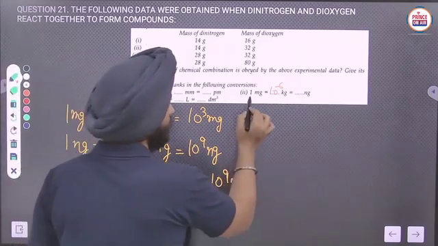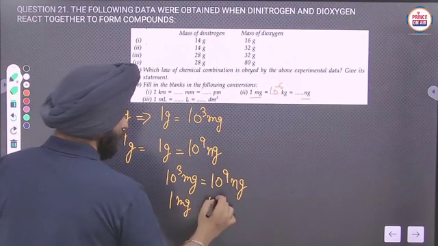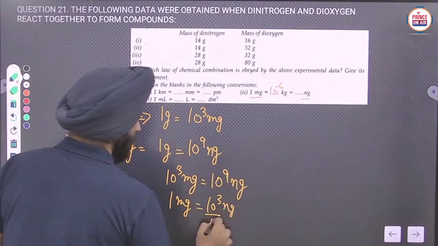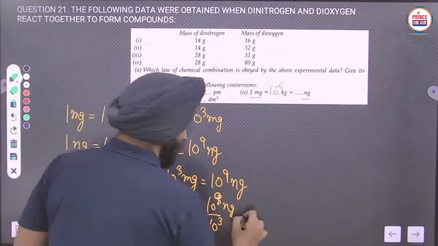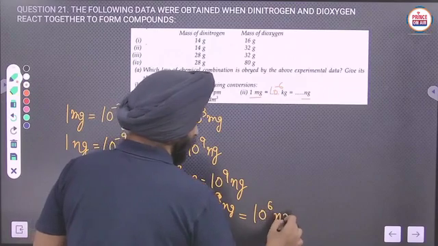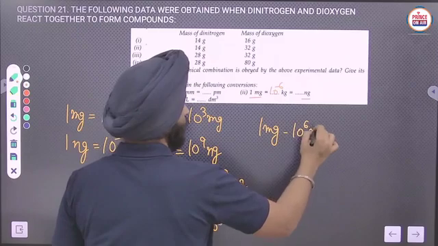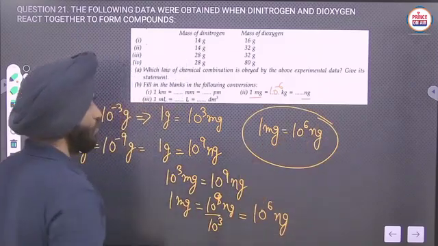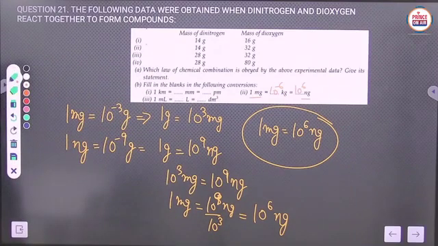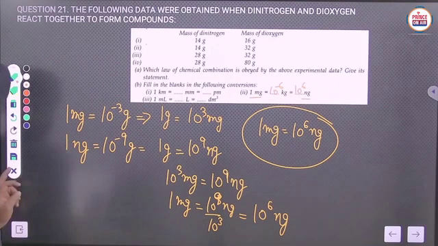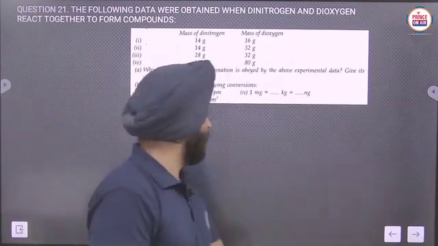Now we have to convert 1 milligram into nanograms. So 1 milligram is equal to 10 raised power 9 nanogram upon 10 raised power 3. So it will come out to be 10 raised power 6 nanogram. So here 1 milligram comes out to be 10 raised power 6 nanogram. Okay, so it will be 10 raised power 6. Clear? Okay then. Next one is 1 milliliter is equal to how many liters, and which is equal to how many cubic decimeters.